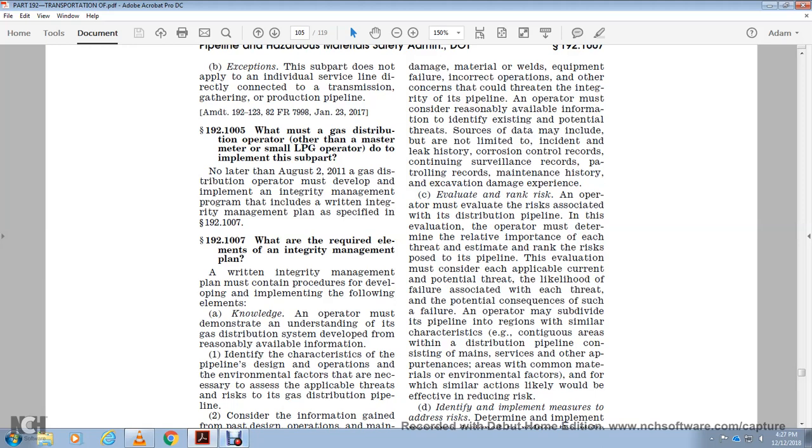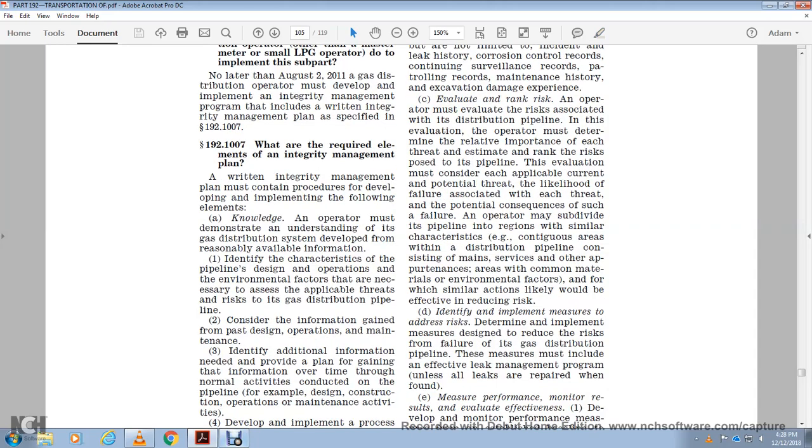Evaluate and rank risk. The operator must evaluate the risks associated with its distribution pipeline. In this evaluation, the operator must determine the relative importance of each threat and estimate and rank the risks posed to its pipeline. The evaluation must consider each applicable current and potential threat, the likelihood of failure associated with each threat, and the potential consequences of such a failure. An operator may subdivide its pipeline into regions with similar characteristics, for example a contiguous area within the distribution system consisting of mains, services, and other appurtenances, with common materials or environmental factors, for which similar actions likely would be effective in reducing risk. Then identify and implement measures to address risks.